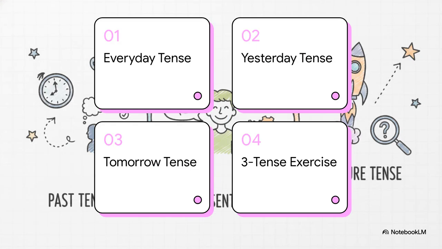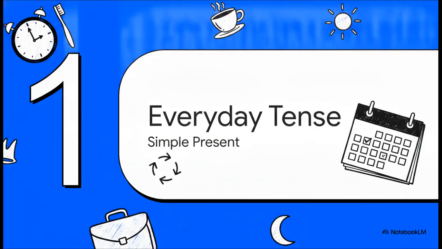Okay, let's dive into this. Here is our roadmap. First up, the everyday tense. Second, the yesterday tense. Third, the tomorrow tense. And finally, we'll wrap it up with a highly practical 3-tense exercise. All right, starting with section 1.